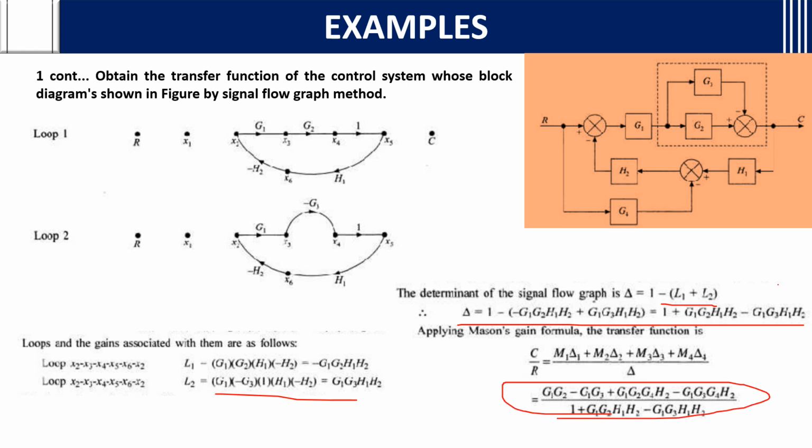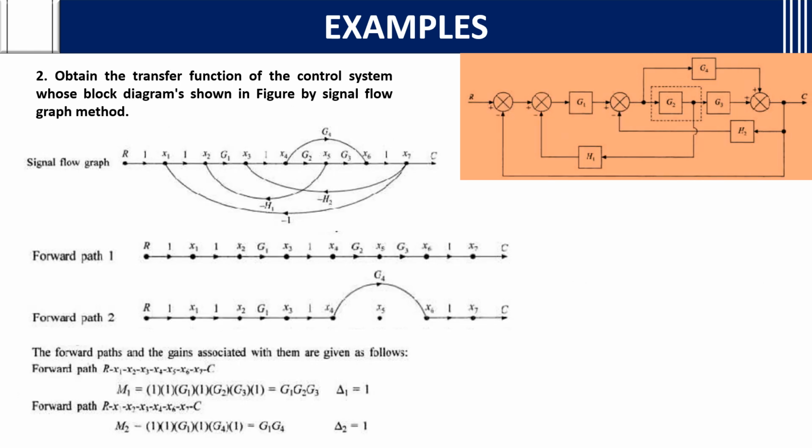So simple, no? Next. Obtain the transfer function of the control system whose block diagram is shown in the figure by the signal flow graph method. Again you convert it into a signal flow graph. If you see, this is the R point, this is X1, this is X2, this is X3, and this is X4, this is X5, this is X6, and this is X7. Understood?